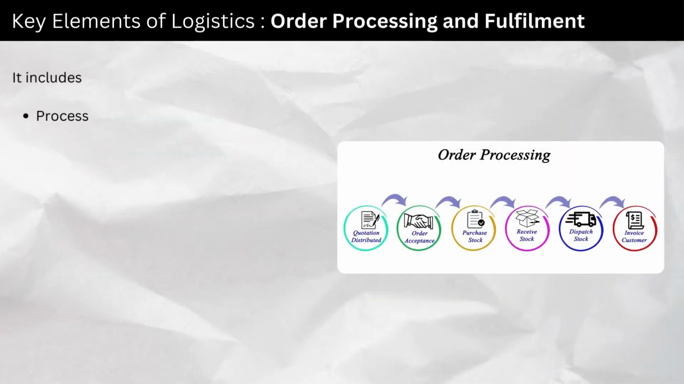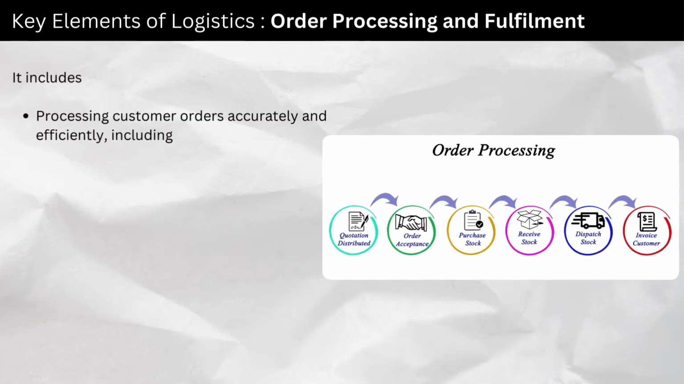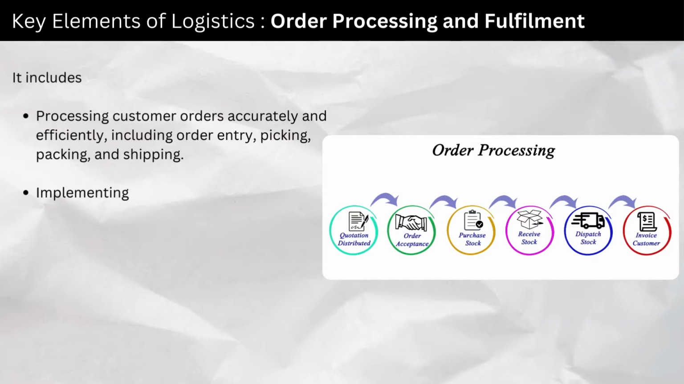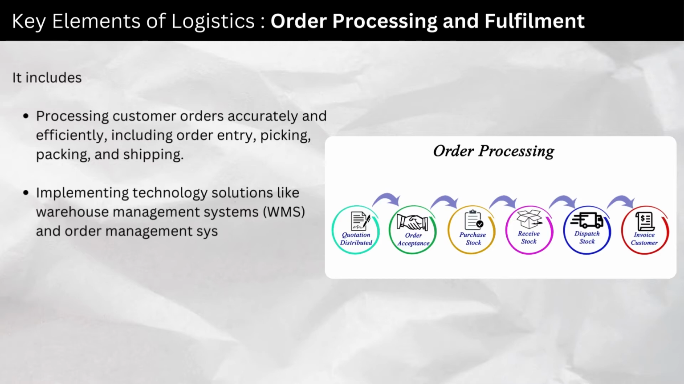Order processing and fulfillment. It includes processing customer orders accurately and efficiently, including order entry, picking, packing, and shipping. Implementing technology solutions like warehouse management systems, WMS, and order management systems, OMS, to streamline order fulfillment processes.